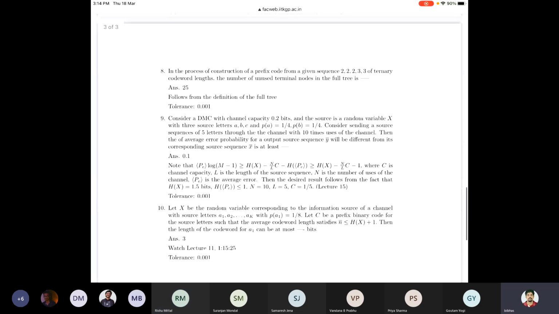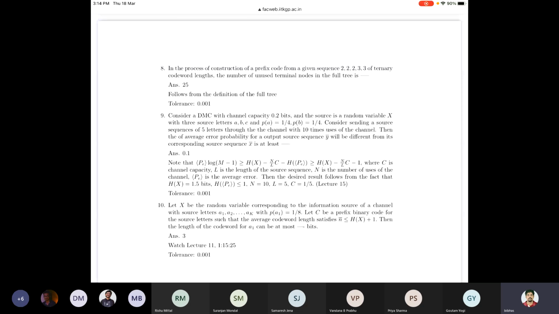What is there? In the process of construction of the prefix code, this follows from the definition of the full tree. So in the process of construction of the prefix code, first you have to check this. That's why it is already mentioned that you can always construct the prefix code. These numbers like N1, N2, N3, N4, N5 must satisfy the Kraft inequality, right? So these numbers satisfy the Kraft inequality. I checked that. So you can have a prefix code, right?